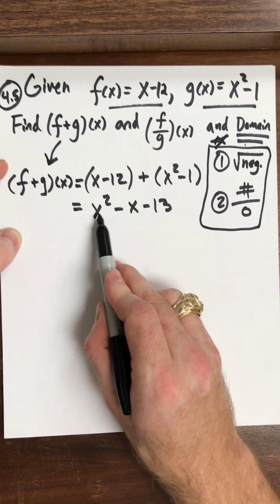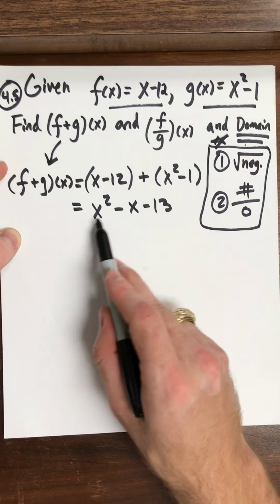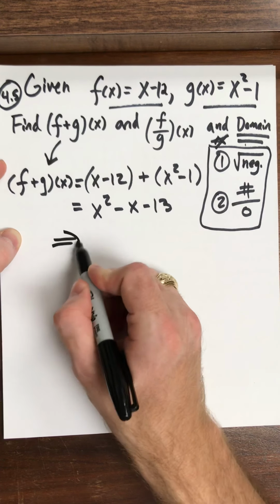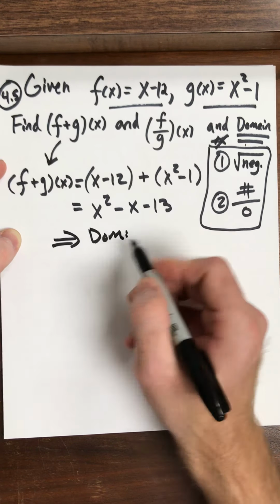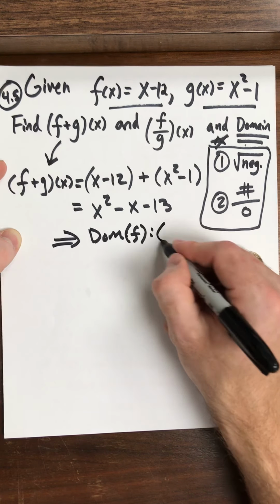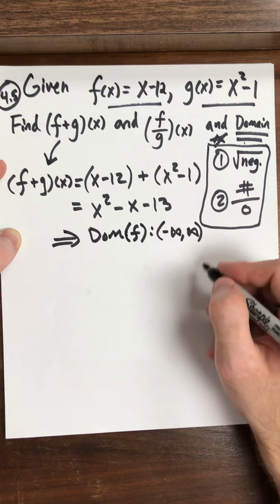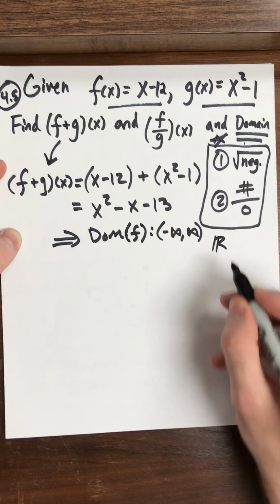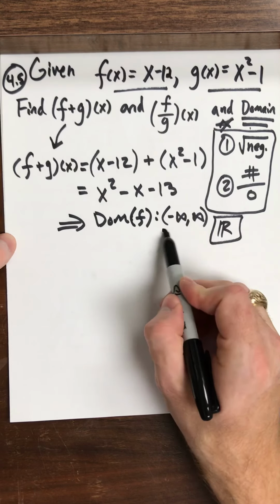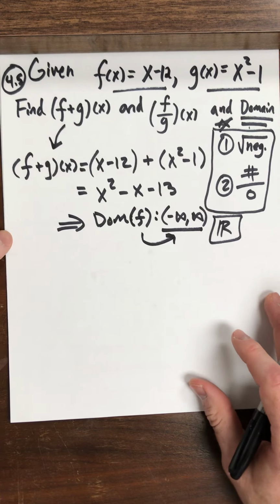Well, do you see any square roots? No, so we don't have to worry about number 1. Do you see anywhere I'm dividing? No, there's no division. So guess what? My domain for f plus g, well, that's just negative infinity to infinity. That's what Hawks is going to want. You can write that on your test, or I'll take R if you really want to do set notation, okay? But if it tells you to do interval notation, this is what they're looking for right here, okay?